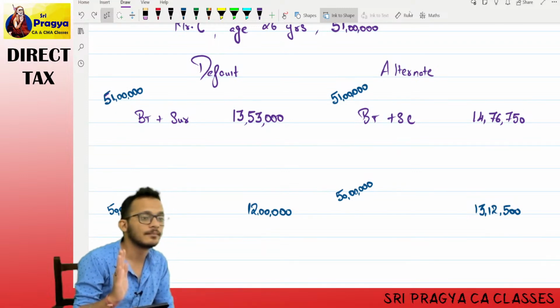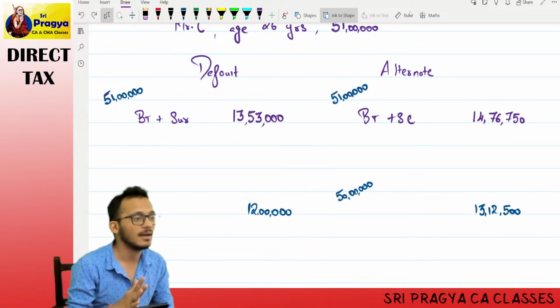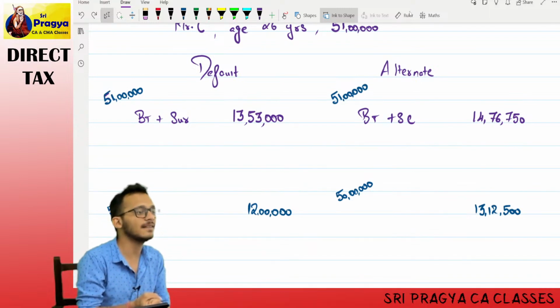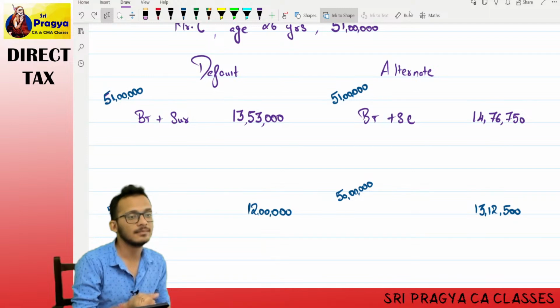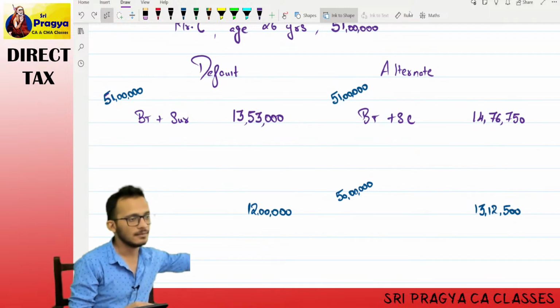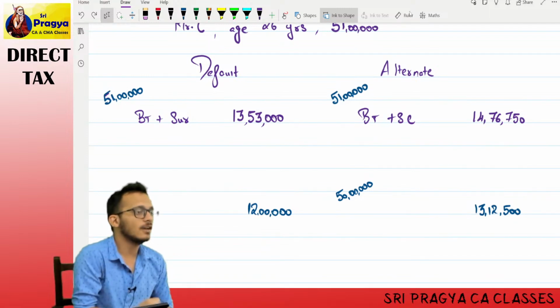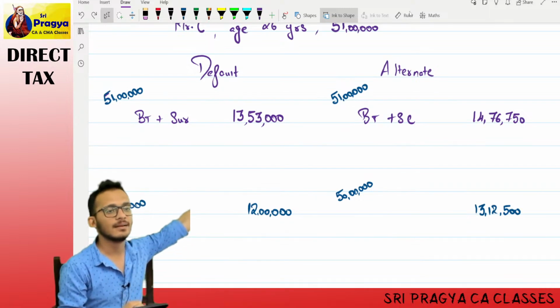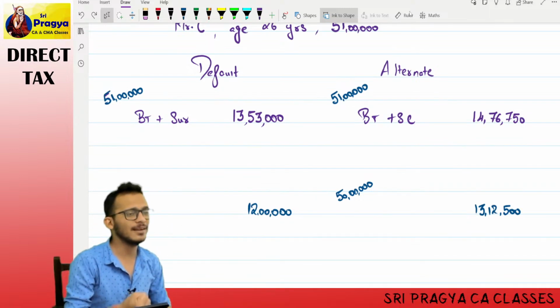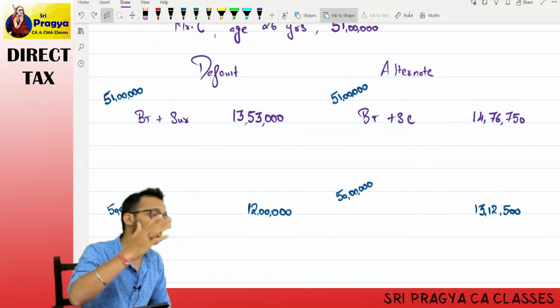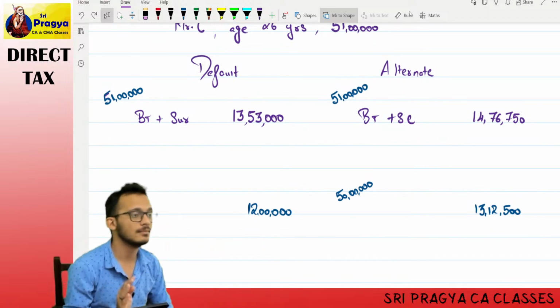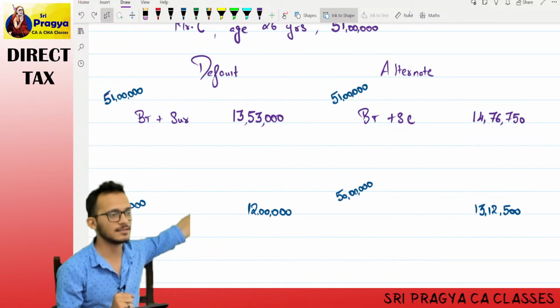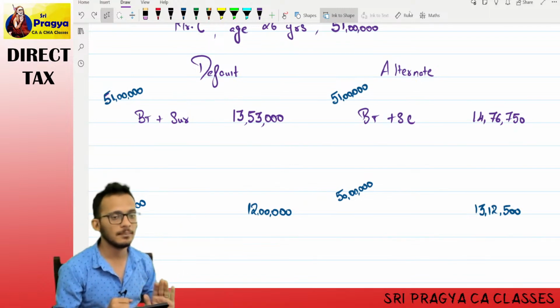This 1 lakh is a problem for me. I don't want it. Because if I did not have that 1 lakh rupees, I would have paid 12 lakhs. Because now I have the 1 lakh, I'm paying 13,53,000. So I went to the government and said, sir, I'm fed up with this 1 lakh. I don't want this 1 lakh. You keep it, but I am not paying this extra.